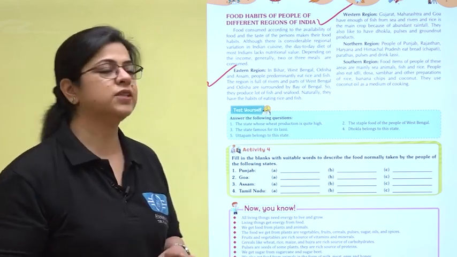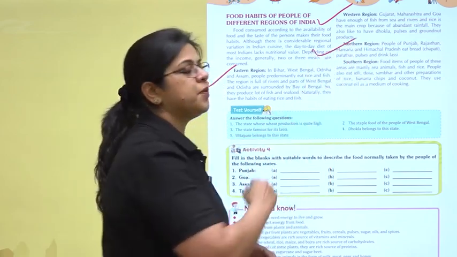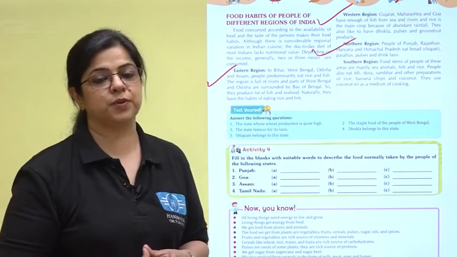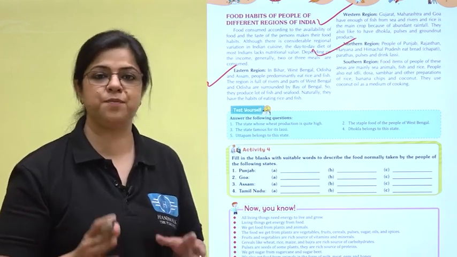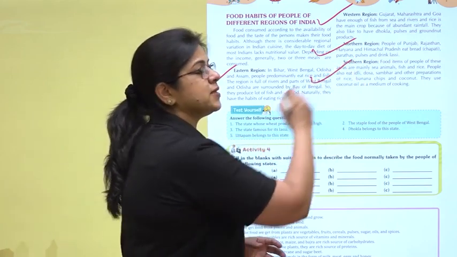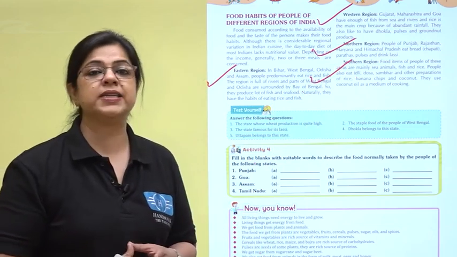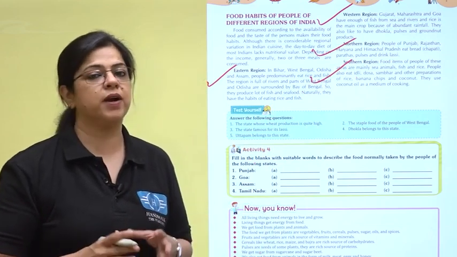Coming to the northern regions of India like Punjab, Rajasthan, Haryana and Himachal Pradesh, people here are very fond of curd, lassi and milk products. People in the southern regions like to eat idlis, dosas and vadas.